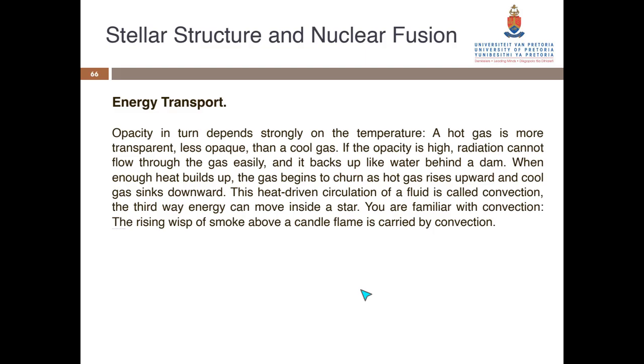If the opacity is high, radiation cannot flow through the gas easily, and it backs up like water behind a dam. When enough heat builds up, the gas begins to churn as hot gas rises upward and cool gas sinks downward. This heat-driven circulation of a fluid is called convection, which we already discussed in an earlier lecture. And that is the third way energy can move inside a star. So you are familiar with convection. The rising wisp of smoke above a candle flame is carried up by convection.